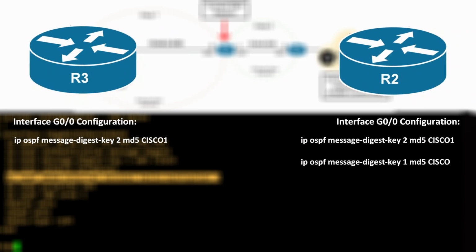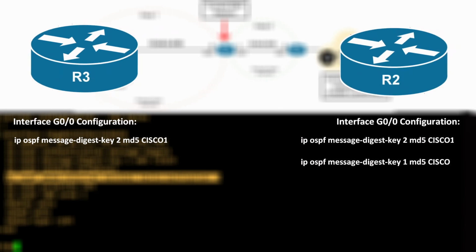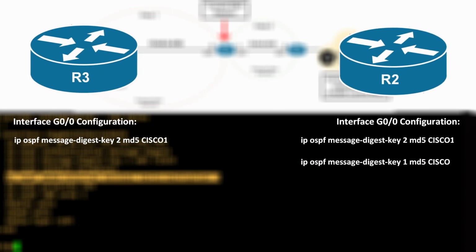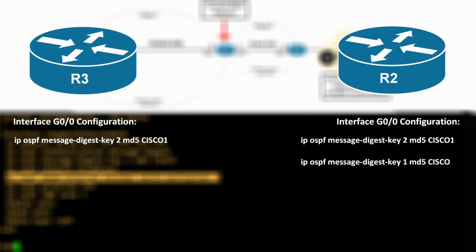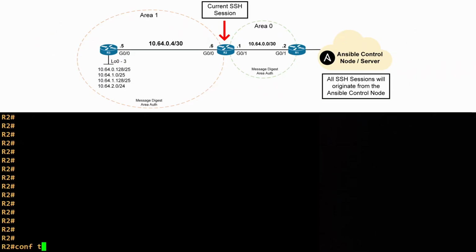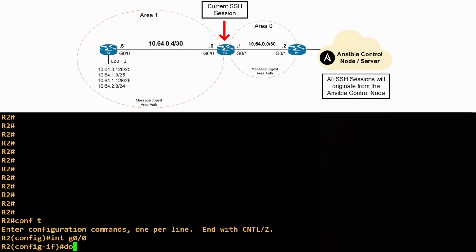Okay, so just to clarify, R3, our remote router, will have key 1 removed and become unreachable. We will then be unable to add key 2 to bring reachability back, particularly over an SSH session. R2 will have message digest key 1 and 2 applied. Also, it's important to bear in mind that the message digest key numbers are only locally significant to the router.